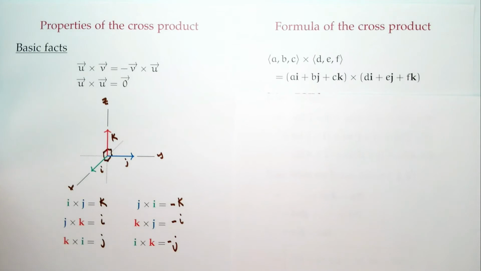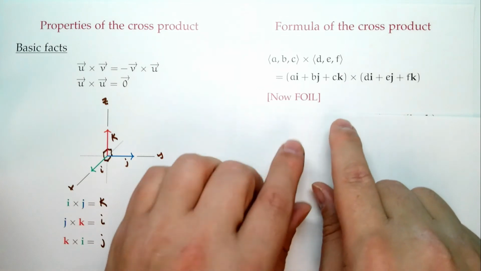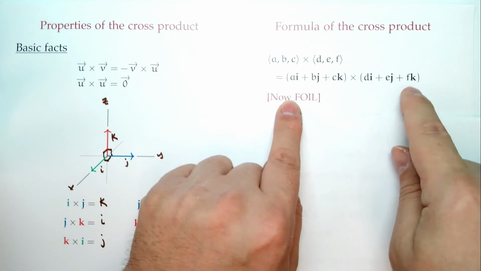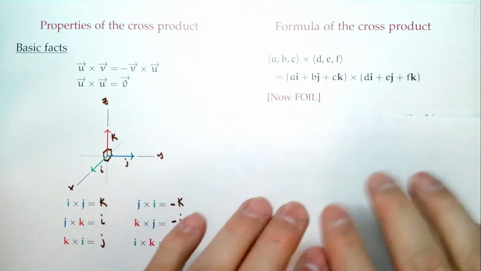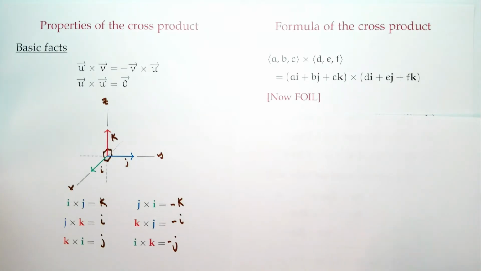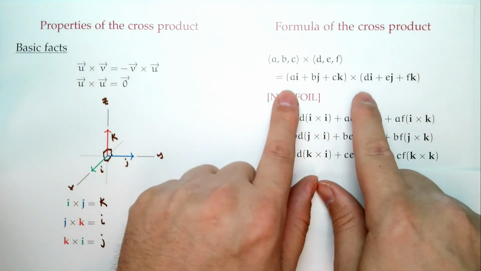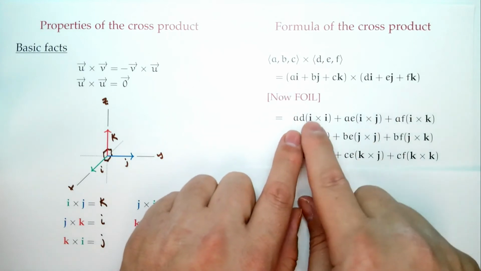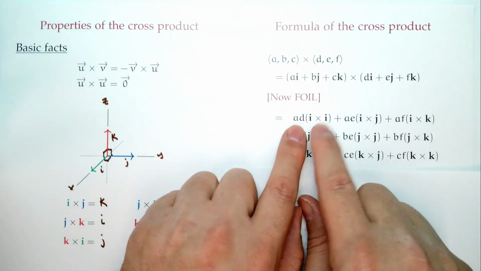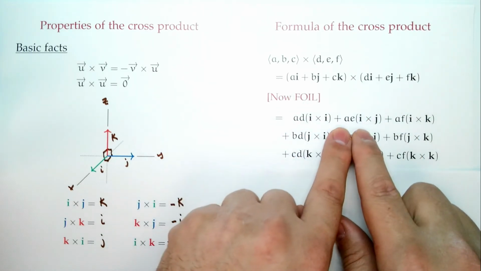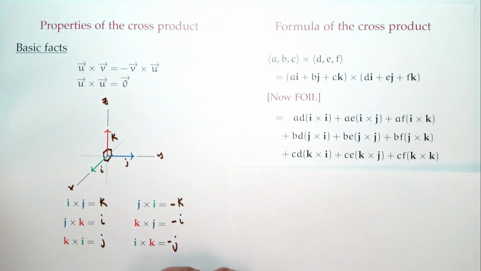Now, I'm going to FOIL. And by that, I mean I'm going to apply the distributive rule. Foiling really is just saying for every choice here, so there's three choices, and for every choice there, again, three choices, I multiply them together and I add all possible things. So because I have three choices and three choices, there's a total of 9 things. And if you multiply them out, that's what you get. So for example, I have Ai cross Di. I can pull out the A and the D, and so it's AD, i cross i. And then I have Ai and Ej, so that's AE, i cross j, and so forth and so on.